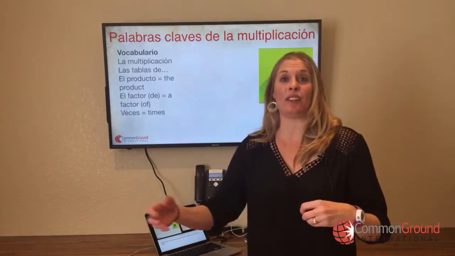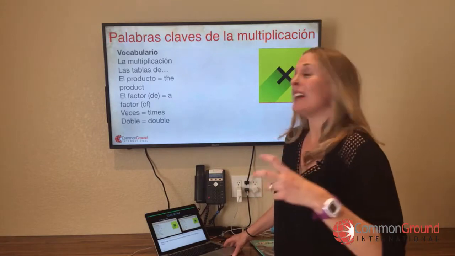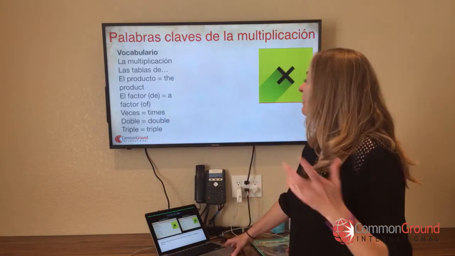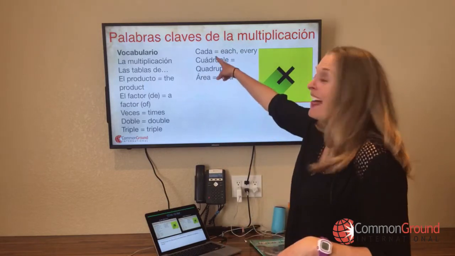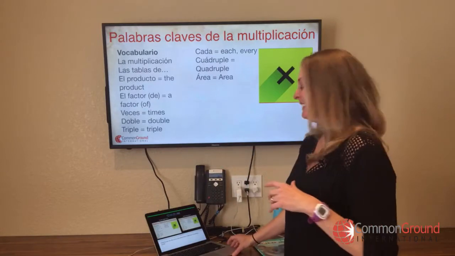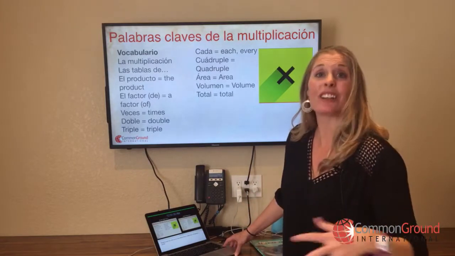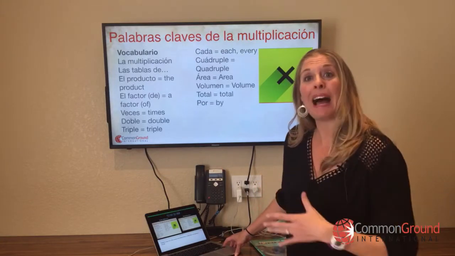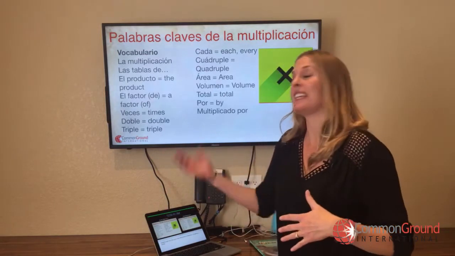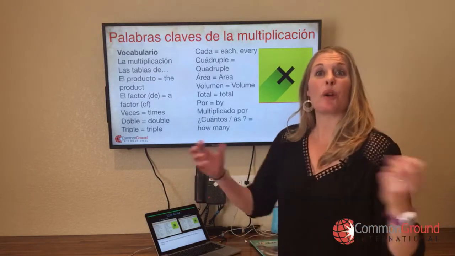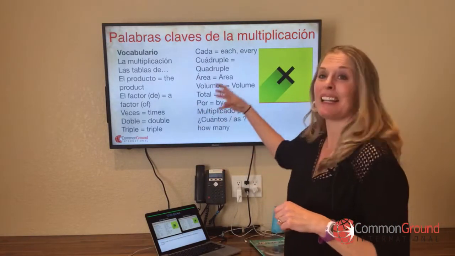Veces, so cuántas veces, so let's say you need to multiply dos veces or tres veces, which leads us into the next round of double, doble, triple, cuádruple, quíntuple, pueden continuar con todos estos. Cada means every, each, okay, área, el área, volumen, todos esos son cognados, muy fácil. Total or in total. Okay, por is by. Multiplicado por, so something is multiplicado por dos veces or tres veces. Y cuántos, cuántas. Vimos eso en la lección pasada también. How many, cuántos, cuántas. Y vamos a ver unos ejemplos de esas palabras en acción.